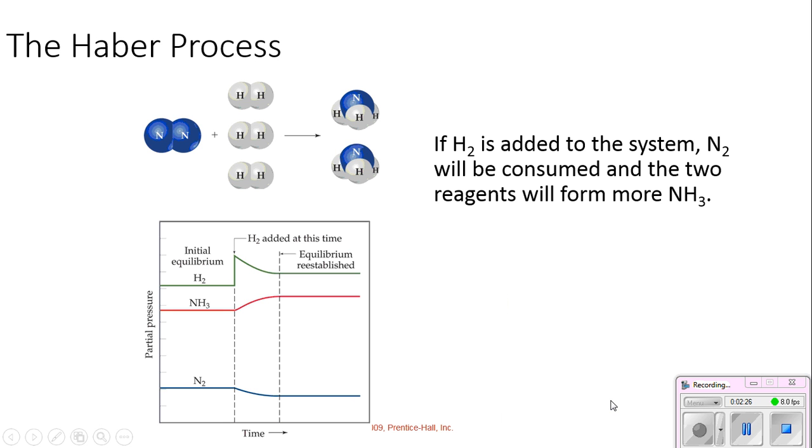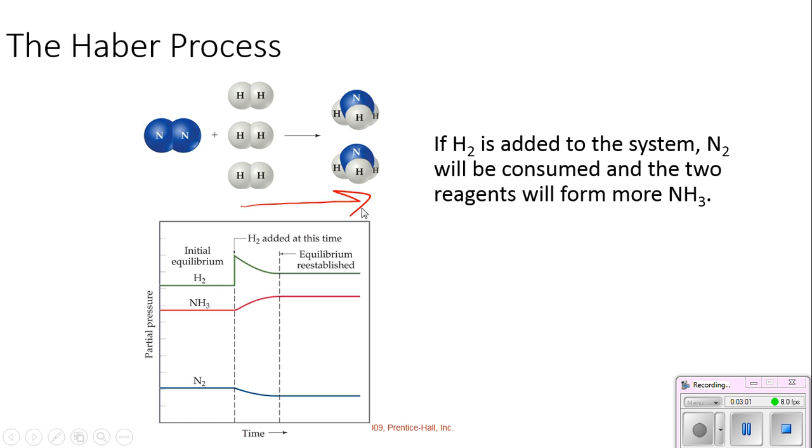So if you add hydrogen to the system, nitrogen will be consumed and 2 NH3 will form. So you're going to end up with more NH3 or ammonia. Basically, if you are increasing one of the reactants, in this case we're adding more hydrogen gas, it can react with the nitrogen and make more of the product. So if you put more of the reactants in, it's going to push the equilibrium towards the products.